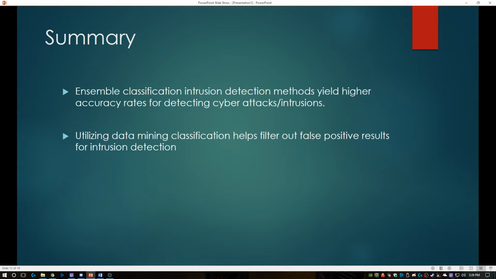So in summary, the ensemble classification yields much higher accuracy rates for detecting cyber attacks and intrusions. And utilizing the data mining classification, or the misuse classification in this case, helps us filter out our false positive results for intrusion detection.